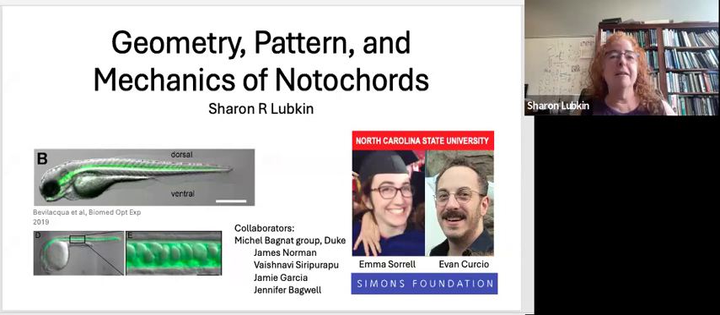And right after my sabbatical, I came back and was approached by someone from Duke just down the road. We're very close. The rate limiting step on collaborating with people at Duke and UNC is simply finding parking. It's otherwise very doable. And Michel had this system he was working on. He's a biologist, the development of the notochord in zebrafish.